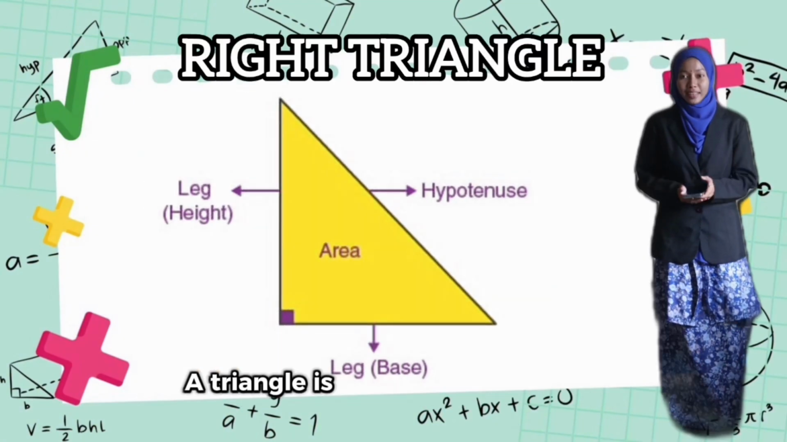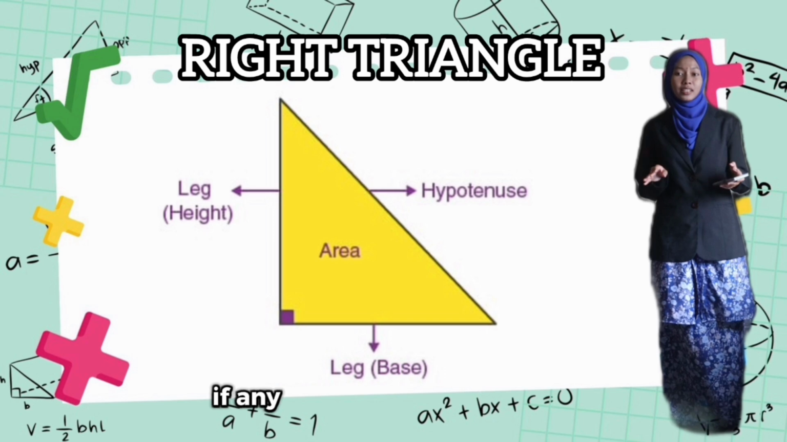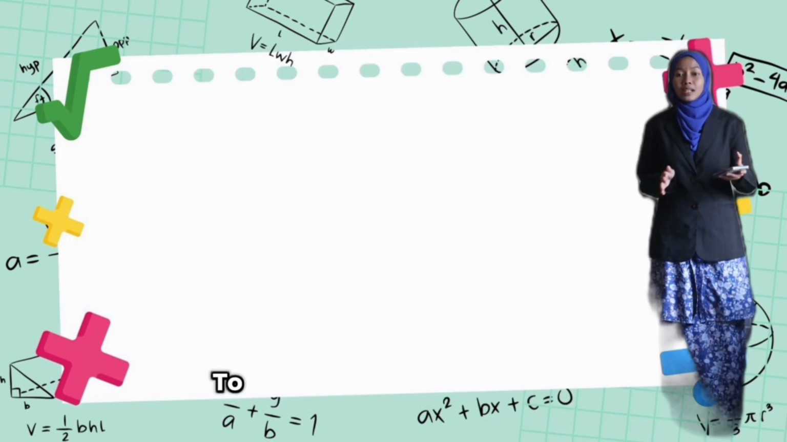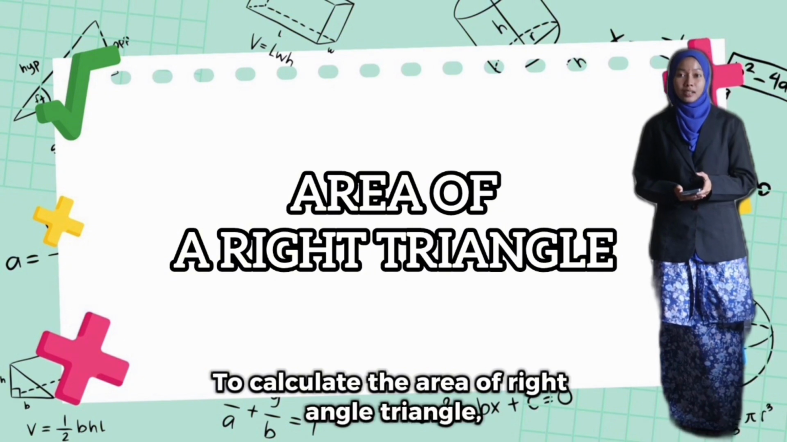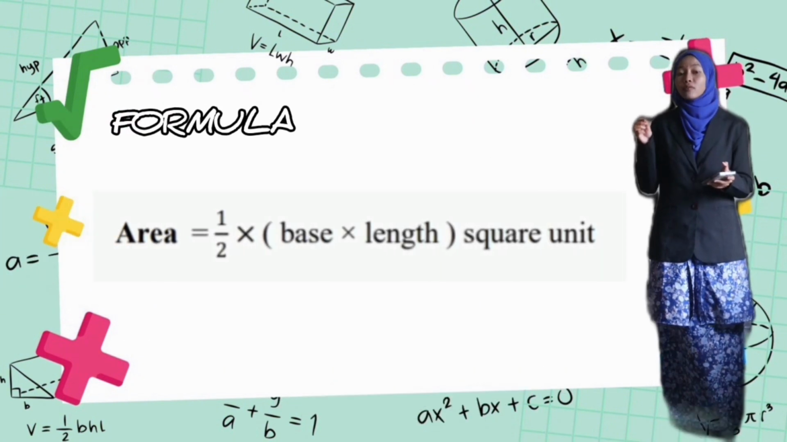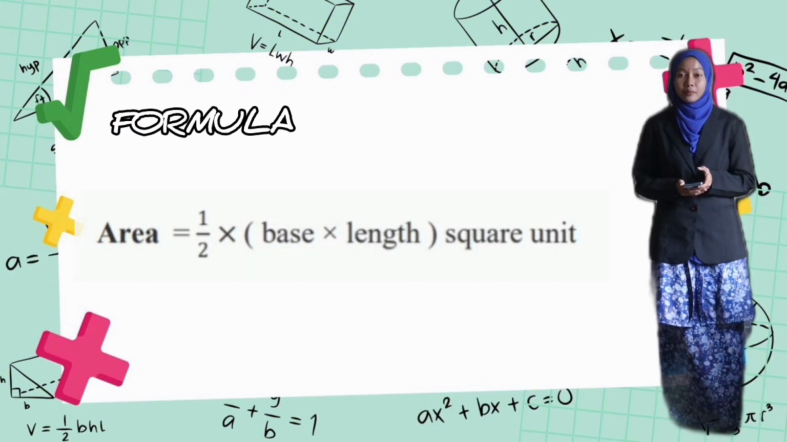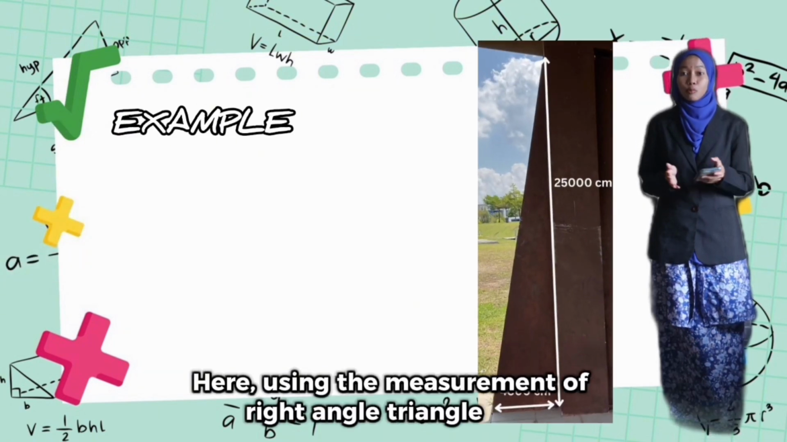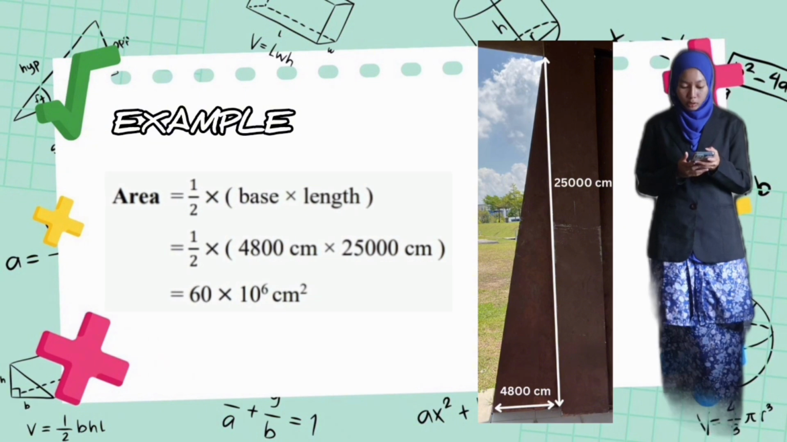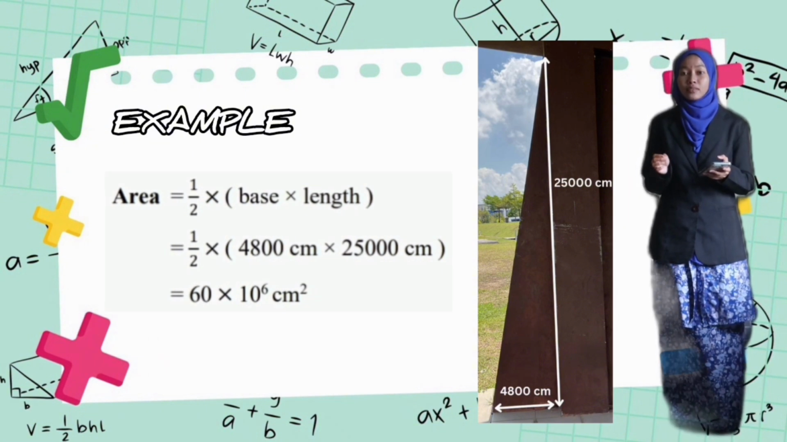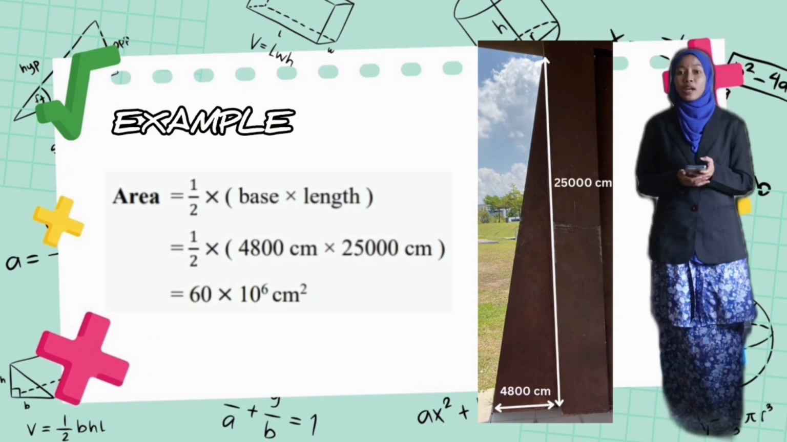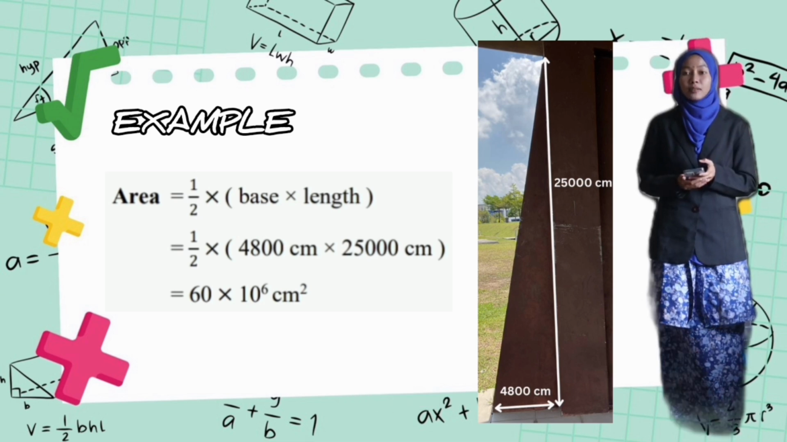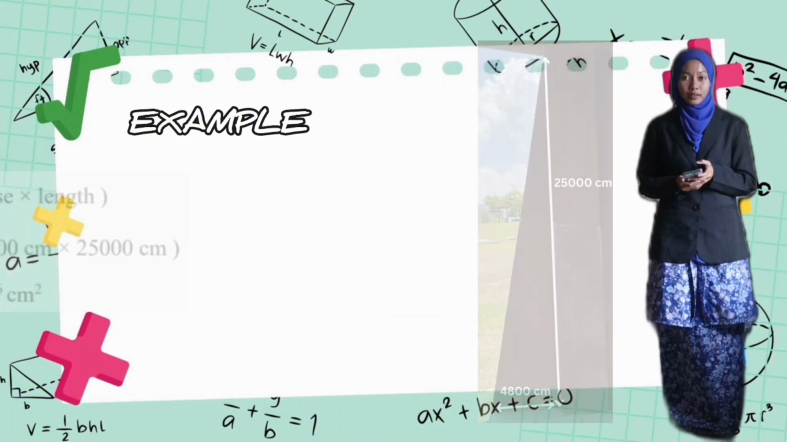The second one is right triangle. A triangle is said to be a right angle triangle if any one of its interior angles is equal to 90 degrees. To calculate the area of a right angle triangle, we use the formula 1/2 multiplied by base times length. Here, using the measurement of the right angle triangle wall, 1/2 multiplied by 4800 cm times 25,000 cm, we get 60 times 10 power of 6 cm square.